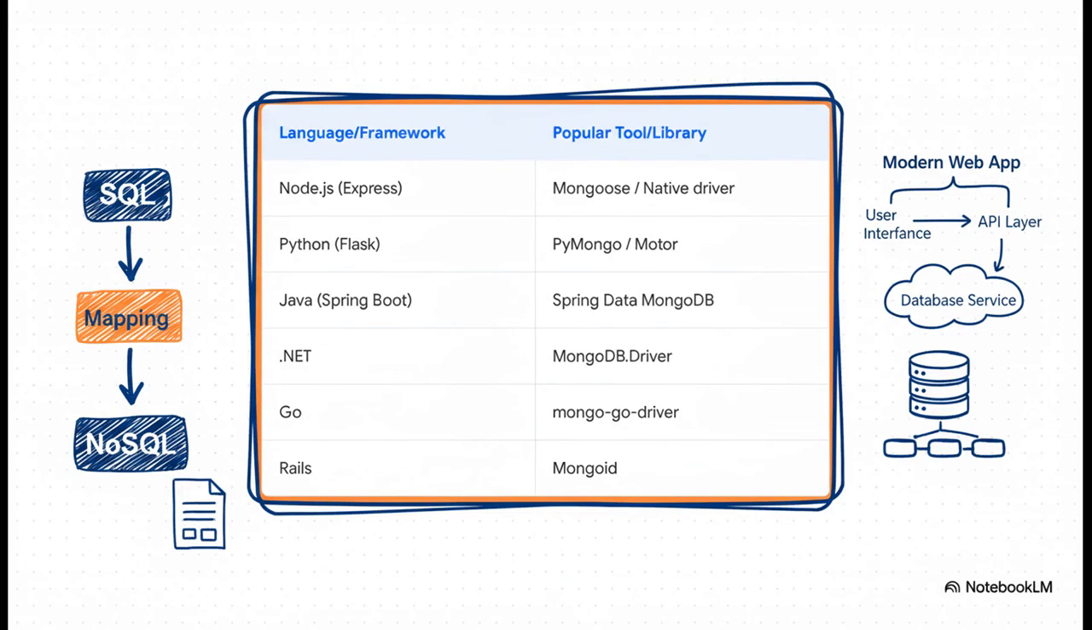And the best part? The entire ecosystem is built around this idea. For pretty much every major language and framework, there is a mature, battle-tested tool to help you out. If you're using Node.js, you've got Mongoose. For Python, there's PyMongo. For Java, Spring Data MongoDB. A lot of these tools are what we call ODMs, Object Document Mappers. They basically let you treat your database documents like they're just native objects in your code, which makes development feel incredibly intuitive and natural.